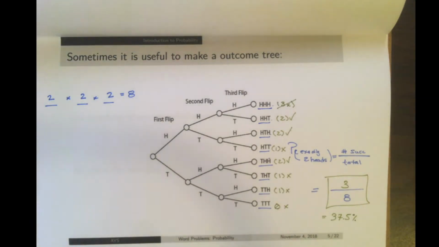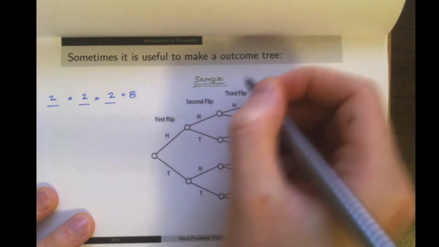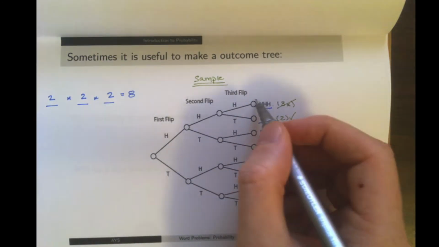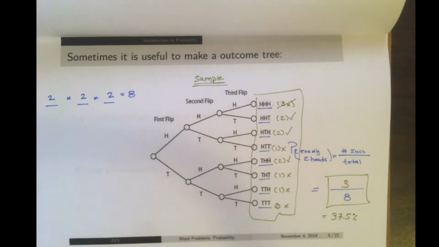Whatever the answer choices are, if they're fractions, 3 out of 8. If they're percentages, 37.5. So simple enough. This is sometimes called the sample size, or the sample. And the sample size would be 8. So the sample of possible outcomes are these. The sample size, there's 8 of them. How many of them are successes? 3. Not too bad. And there's really no easier way to solve this question than writing out all the options.